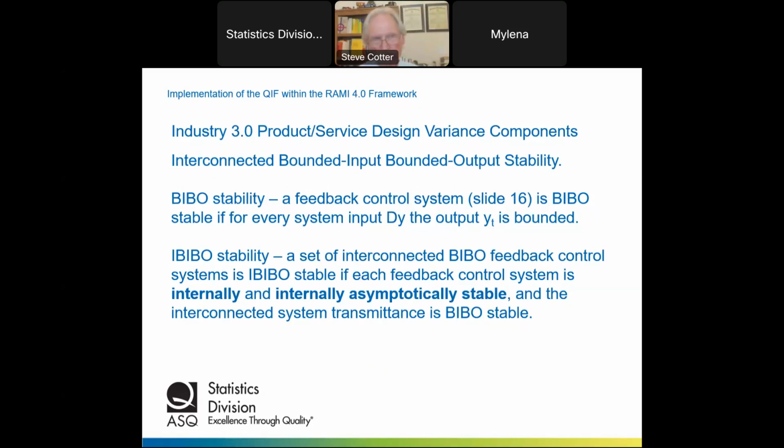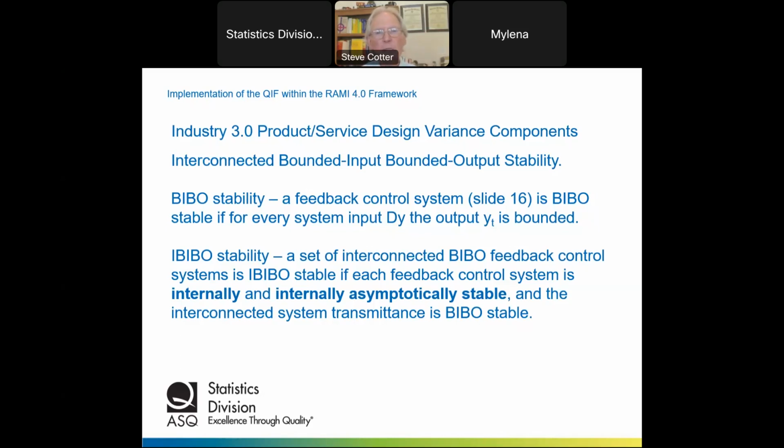So the next concept we need to come to is bounded input, bounded output stability. A feedback control system on slide 16 is, I'm just going to use the term BIBO, stable if for every system input, the output y(t) is bounded. Again, another fundamental concept from feedback control theory. We also have something called interconnected bounded input, bounded output stability. And this is where we take a set of BIBO feedback controllers, each of which is stable and robust.